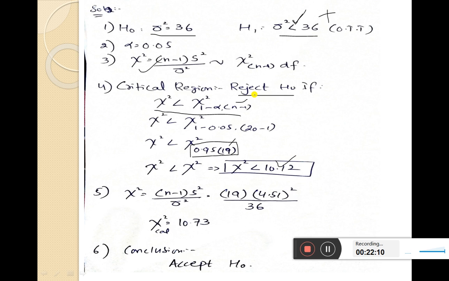Now what I'm saying is that I will reject H0 if my chi square value is less than 10.12. Let me find out whether it really is less than 10.12 or not. For this we have used this formula. Put the values in the formula: n minus 1, 19, s square, that is 4.51 square, and sigma square, that is 36. Solve this equation, you will get 10.73. Compare 10.73 with 10.12. Is it less than 10.12? No, it is not less than. So therefore we will accept H0.